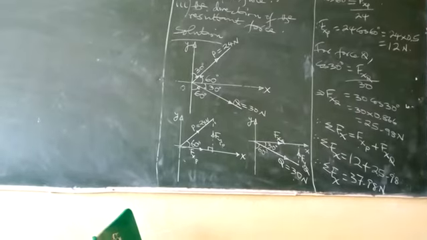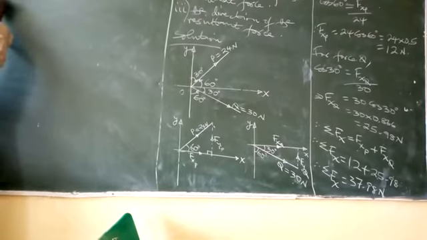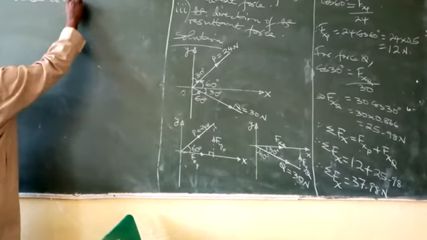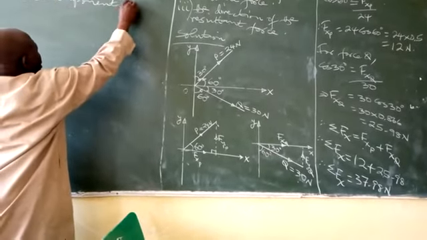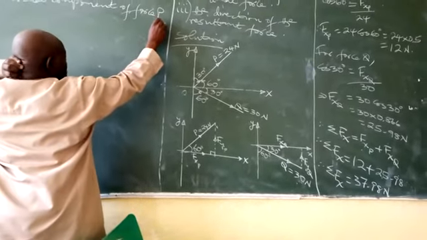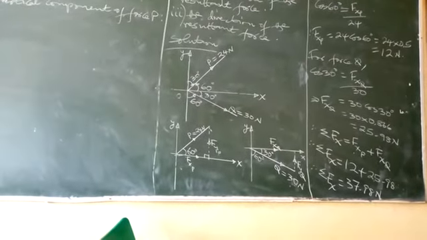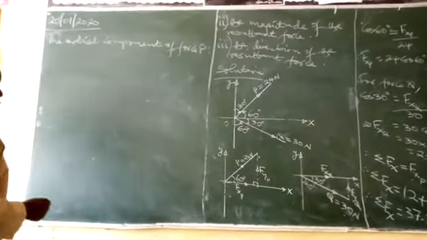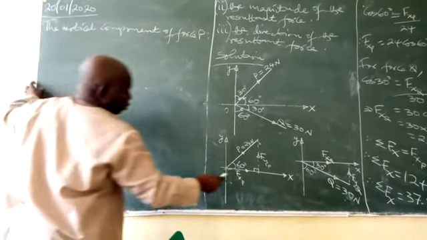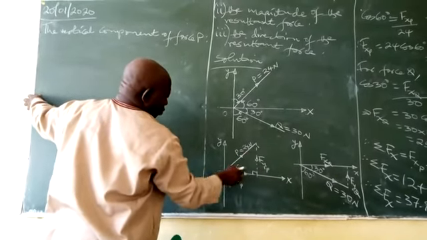So, the vertical component of force P. So now I have sine 60 degrees. So this is the vertical component of force P.